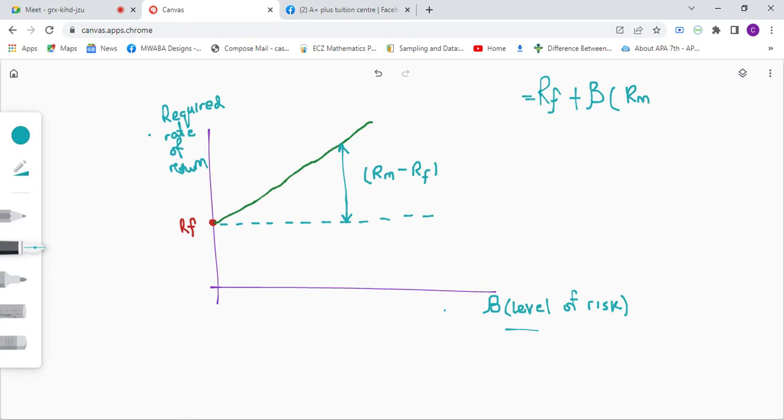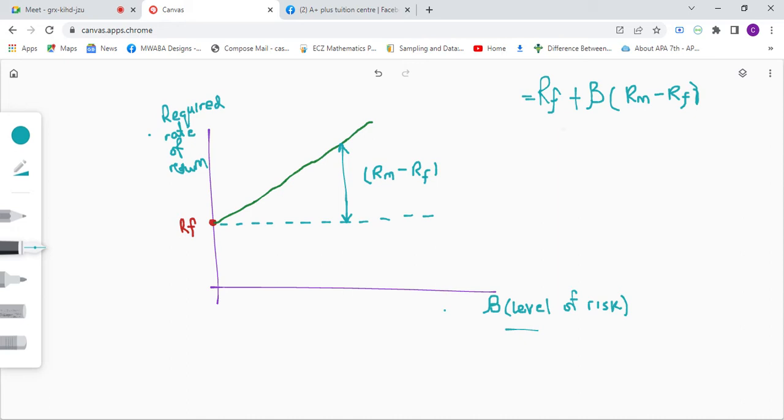The return of the market portfolio is just the expected return of the stock market as a whole. The expected return of the whole market, that's what Rm is, minus the risk-free rate. What we have in brackets here is what we call the equity premium. This is the extra return for investors in riskier investments. When you choose to invest in a riskier investment than a government security, which is risk free, you're going to get extra returns.